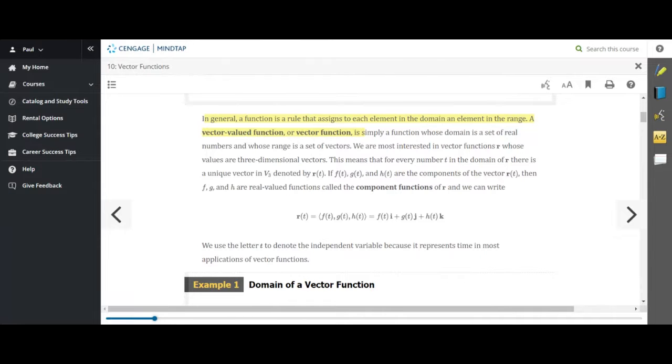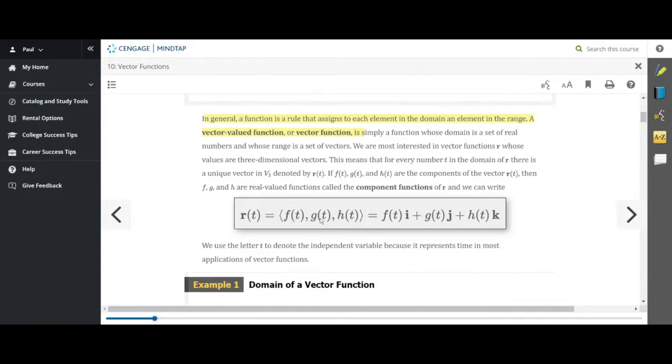Okay, so to make this a little more understandable, let me see here. Hold on, I got a lot of stuff. Here we go, this is what I want.